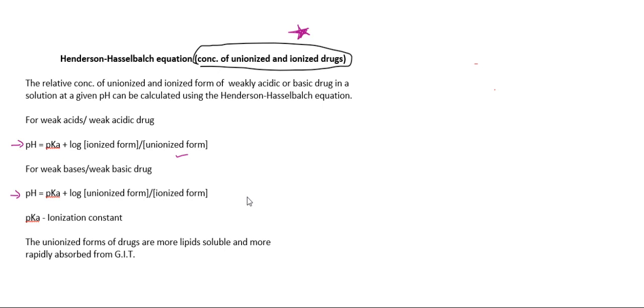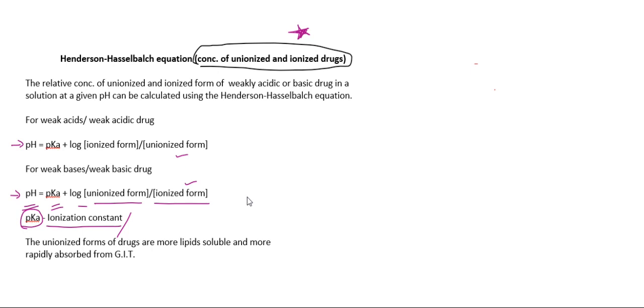If it is for a weak base, the equation becomes pH is equal to pKa plus log concentration of unionized form divided by concentration of the ionized form. Here pKa indicates the ionization constant, which is also known as the dissociation constant.